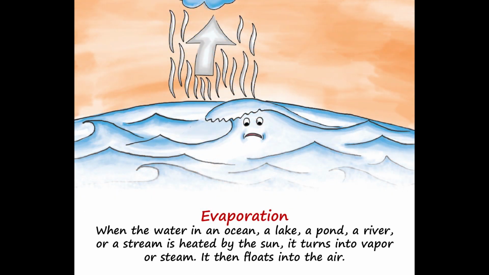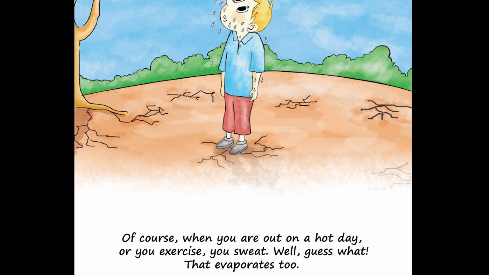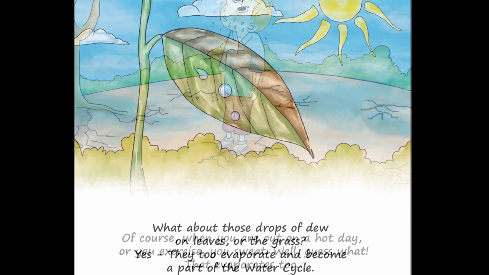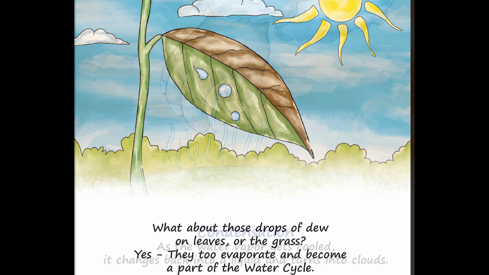Number 1 is evaporation. When the water in an ocean, a lake, a pond, a river, or a stream is heated by the sun, it turns into vapor or steam. It then floats into the air. Of course, when you are out on a hot day, or you exercise, you sweat. Well, guess what? That evaporates too. What about those drops of dew on leaves or the grass? Yes, they too evaporate and become a part of the water cycle.